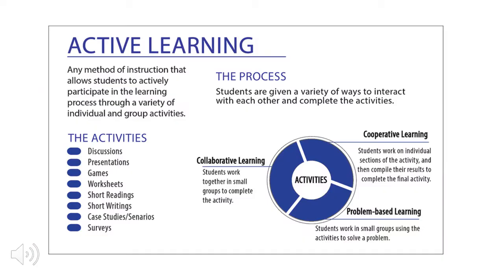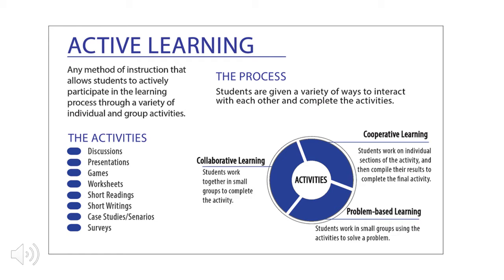What is active learning? Active learning is any method of instruction that allows students to actively participate and be involved in the learning process through a variety of individual and group activities. Examples of active learning activities are discussion, presentation, game, worksheet, short reading, short writing, case study, solving a scenario, and surveys. These are examples of basic active learning activities. If you go seriously into active learning, you can focus on cooperative learning, problem-based learning, or collaborative learning.